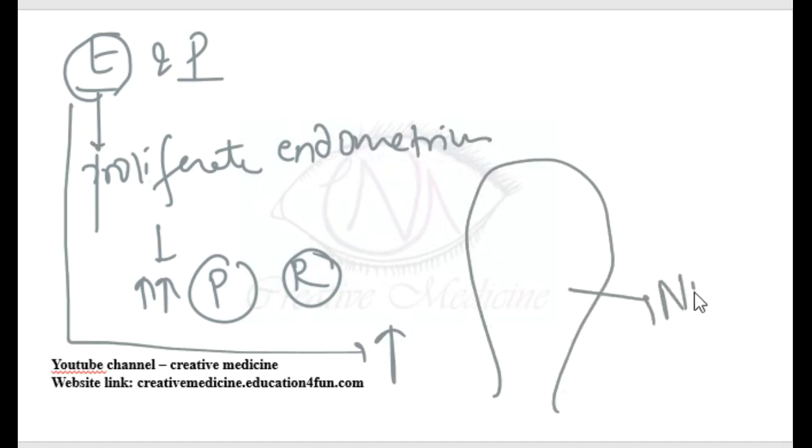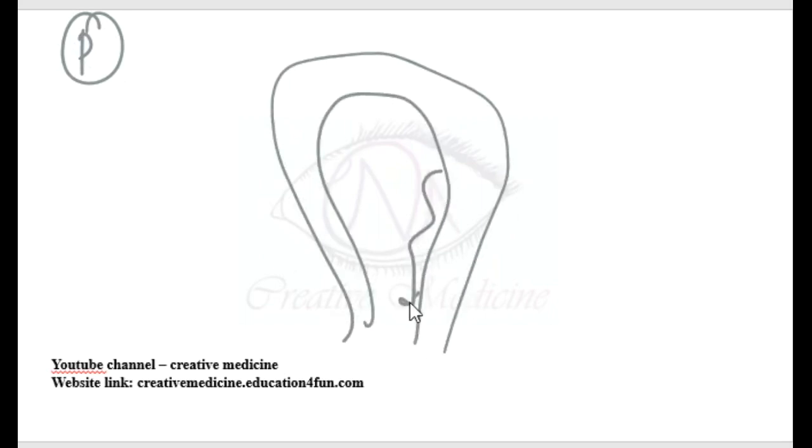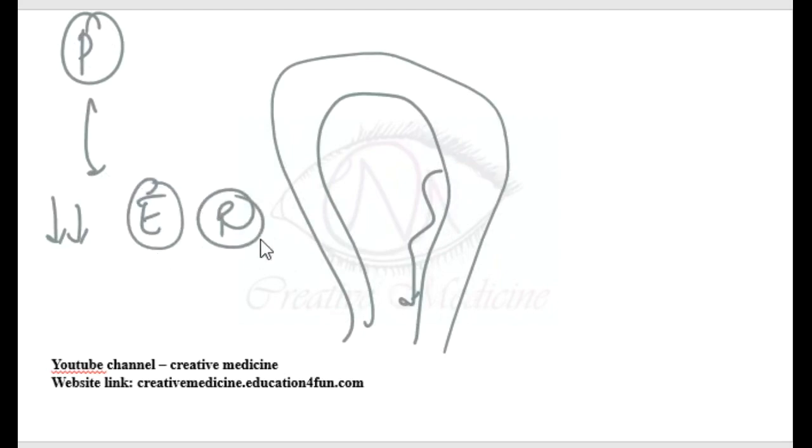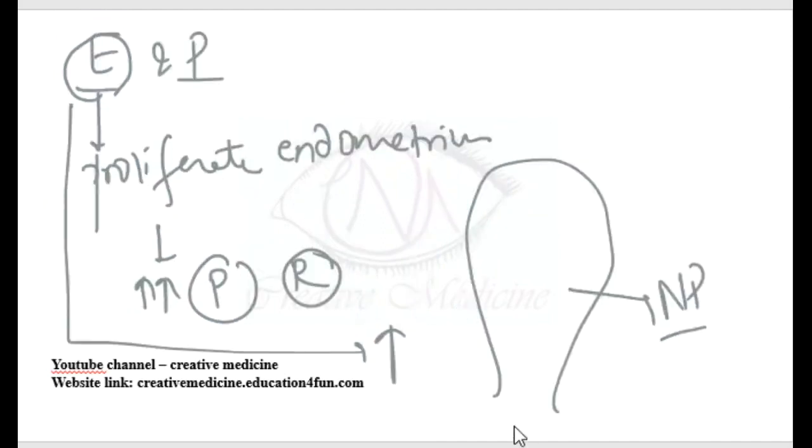Progesterone on uterus. Progesterone has a secretory effect on the endometrium. Progesterone downregulates the estrogen receptor. Progesterone can act only on estrogen primed endometrium and it leads to the growth of the pregnant uterus. Pregnant uterus growth is by progesterone, whereas non-pregnant uterus growth is by estrogen.